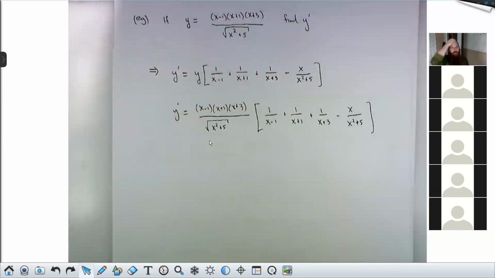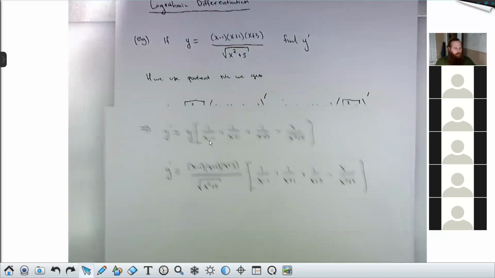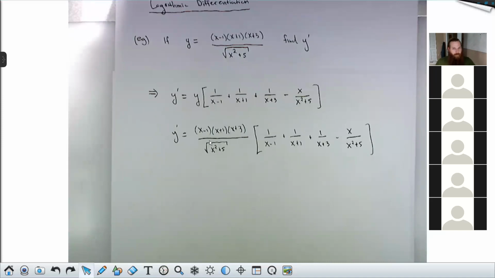And this is the same thing that you would have gotten from doing all that nasty quotient, product and chain rule stuff. It looks a little bit different, but if you put it all together into one fraction with a common denominator, it would be the same thing. I don't know about you, but I know which one I would rather do. I would much rather differentiate logarithmically. And that's the name of that trick, where you take the log and then differentiate. That's called logarithmic differentiation.